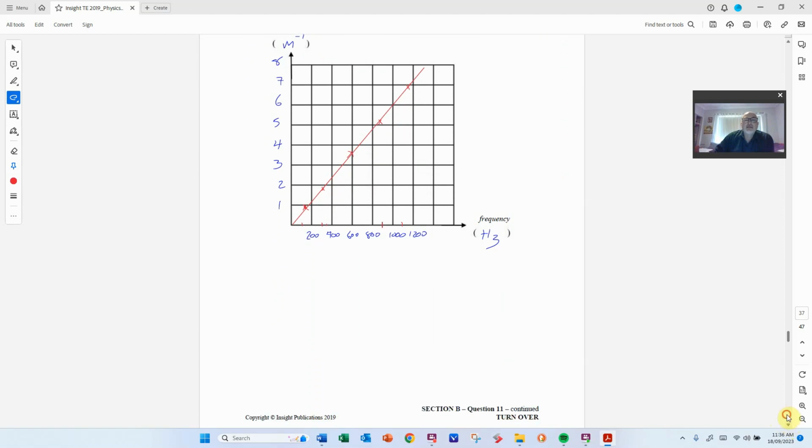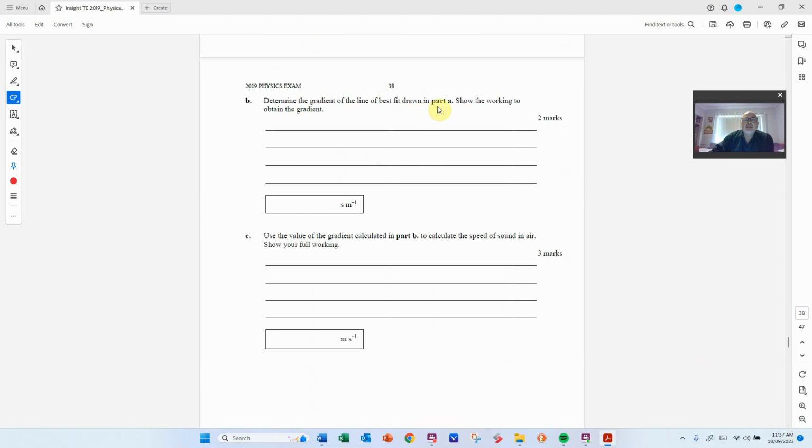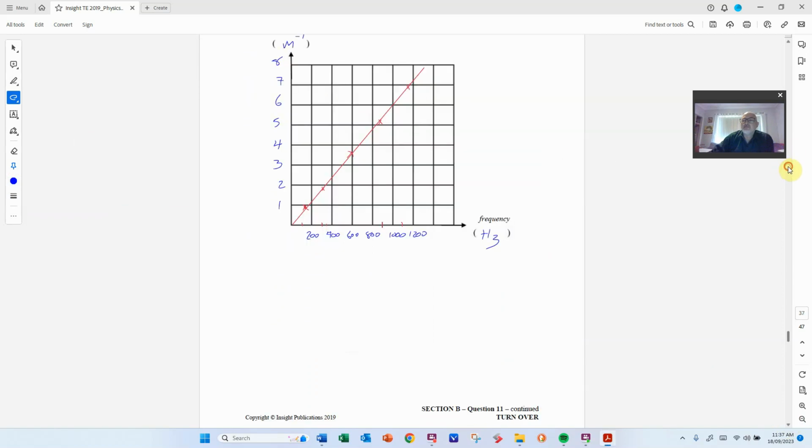Next part says, determine the gradient of the slope in part A, show the working out used to obtain the gradient. Once again, because this is a line of best fit for you, then your values will be different. So let's say I use that one there, which is 1,000, 600, as one of my data points, and I'm going to go 0, 0. I know I'm fudging it a little bit there, but let's run with that.